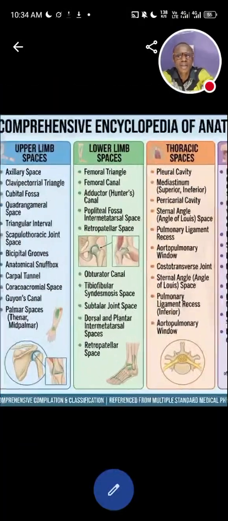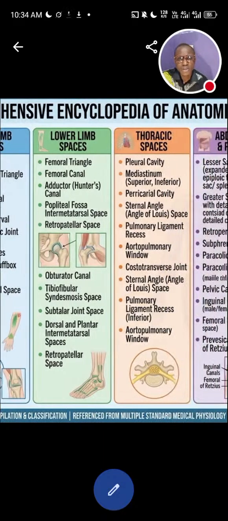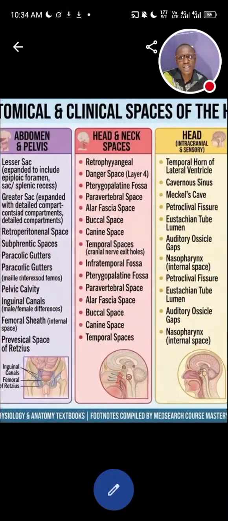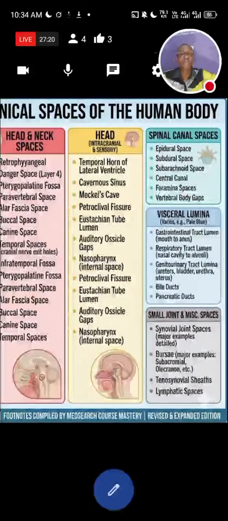You can see this is another comprehensive set: spaces of upper limb, spaces of lower limb, and thorax. Usually what you are examined on is bone, joint, arteries, anastomosis, venous drainage, lymphatic drainage, spaces, and nerves, like the brachial plexus, a plexus of nerves. The lumbosacral plexus is also a plexus of nerves. Yesterday we started with the brachial plexus and said three things you should learn about it. You can also see spinal canal spaces.